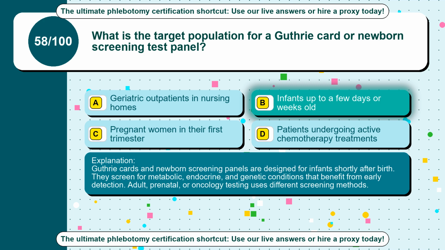Guthrie cards and newborn screening panels are designed for infants shortly after birth. They screen for metabolic, endocrine, and genetic conditions that benefit from early detection. Adult, prenatal, or oncology testing uses different screening methods.